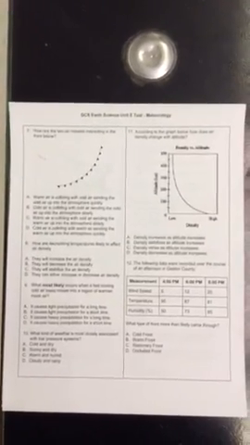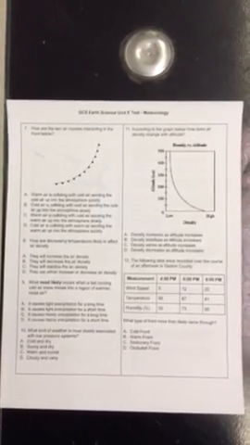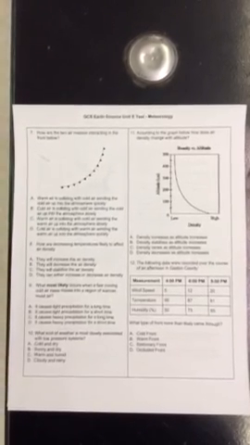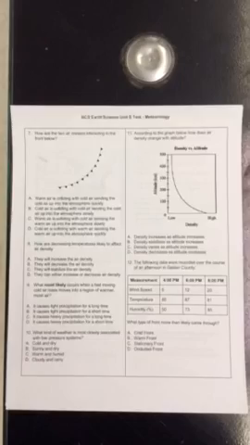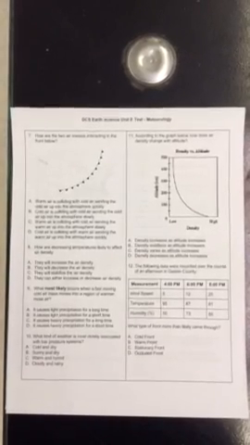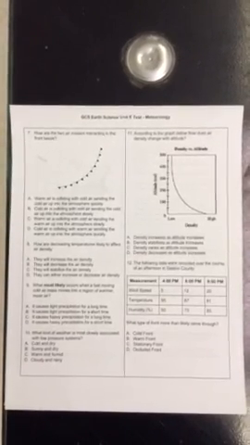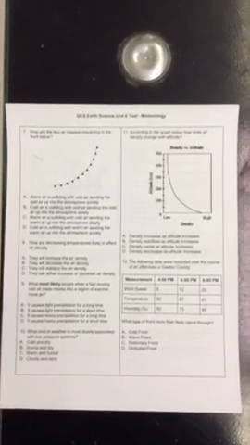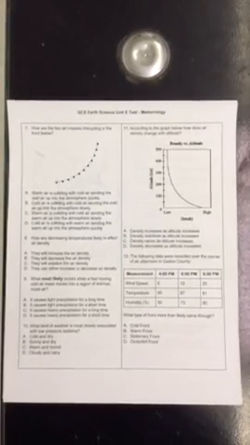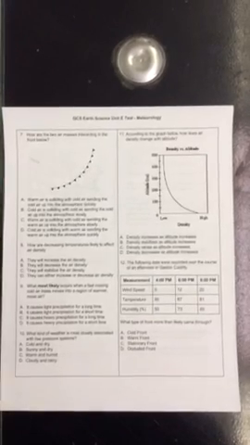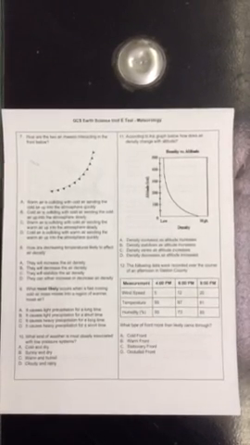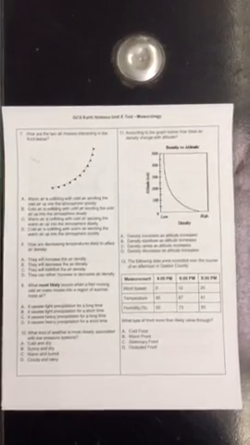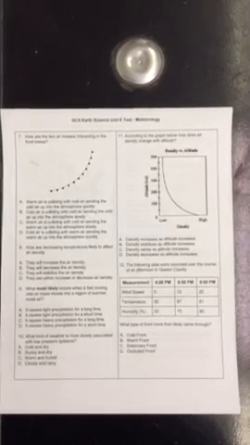Number 7, how are the two air masses interacting in the front below? A, warm air is colliding with cold air, sending the cold air up into the atmosphere quickly. B, cold air is colliding with cold air, sending the cold air up into the atmosphere slowly. C, warm air is colliding with cold water, sending the warm air up into the atmosphere slowly. Or D, cold air is colliding with warm air, sending the warm air up into the atmosphere quickly.